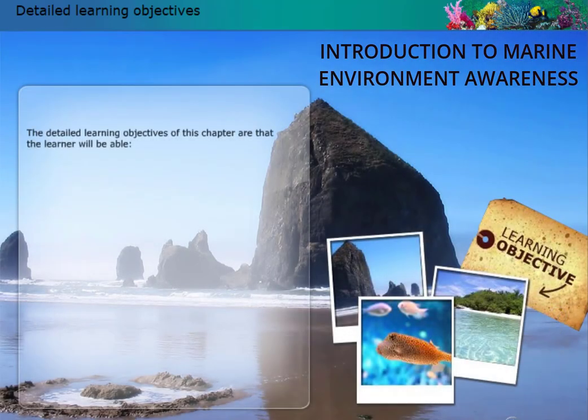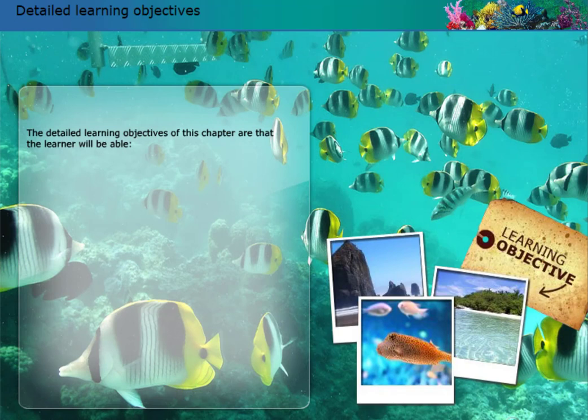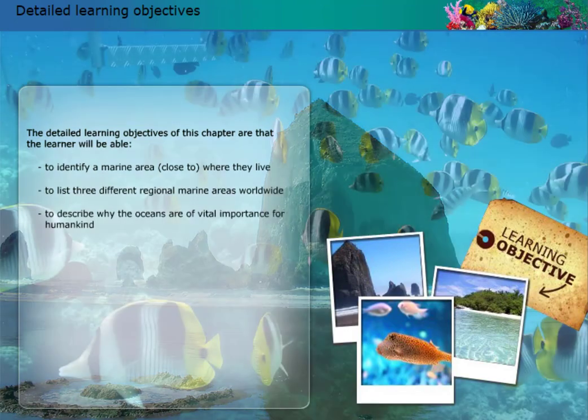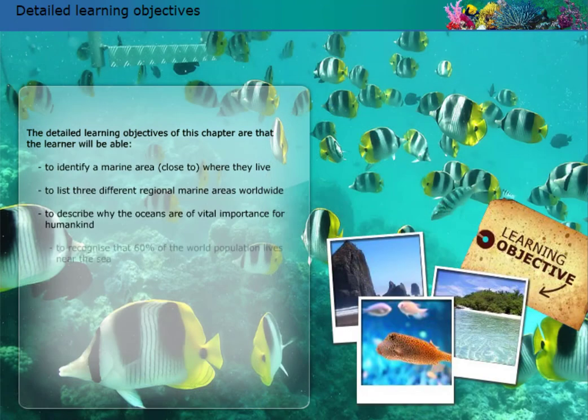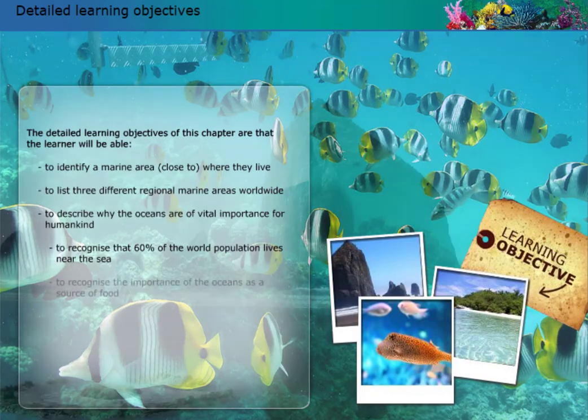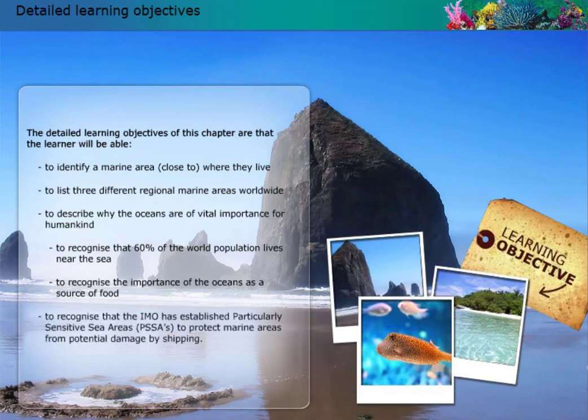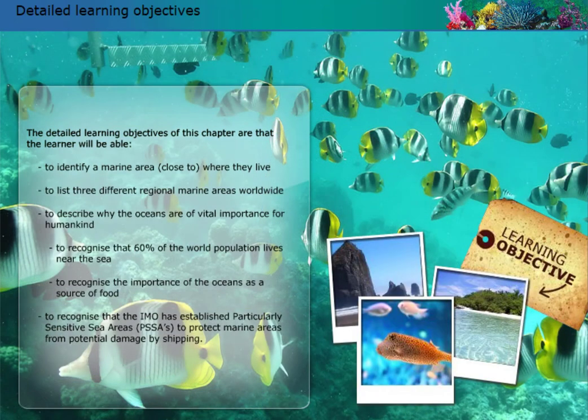The detailed learning objectives of this chapter are that the learner will be able to identify a marine area close to where they live, to list 3 different regional marine areas worldwide, to describe why the oceans are of vital importance for humankind, to recognize that 60% of the world population lives near the sea, to recognize the importance of the oceans as a source of food, to recognize that the IMO has established particularly sensitive sea areas, PSSAs, to protect marine areas from potential damage by shipping.